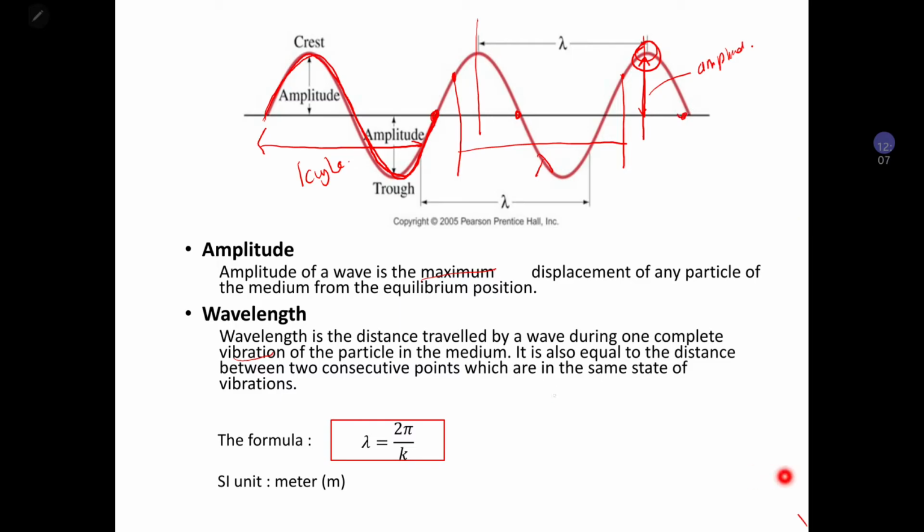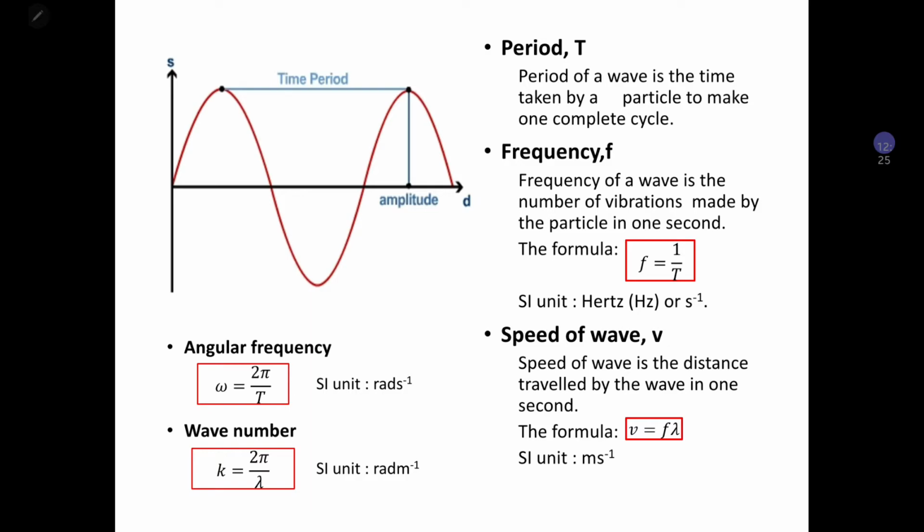Alright. So wavelength, we can calculate the wavelength is equal to 2 pi over k, which is k is the wave number. So the unit for wavelength is meter, ataupun kalau dia bagi unit sentimeter, it should be centimeter. Okay, period. Period is the time of a wave taken to complete one cycle, which is masa yang diperlukan untuk dia complete dalam bentuk satu cycle. For example, daripada sini ke sini, ini juga kita panggil sebagai period.